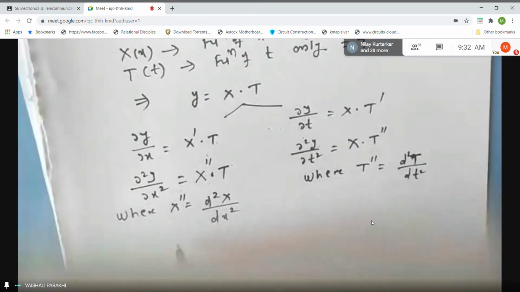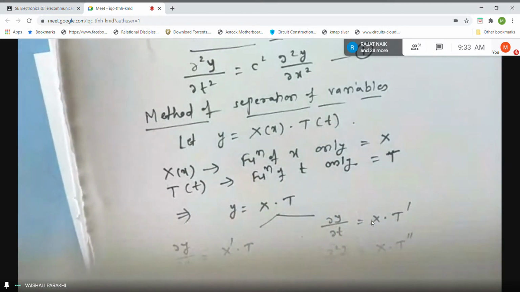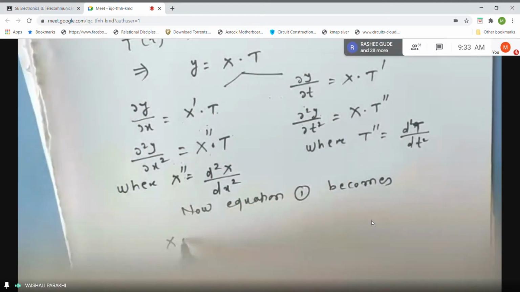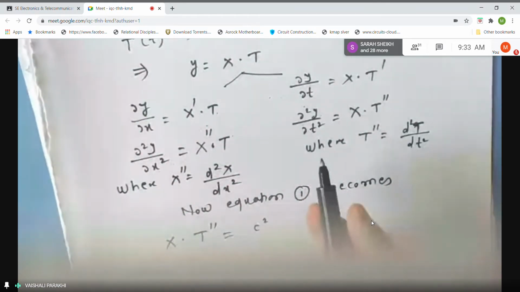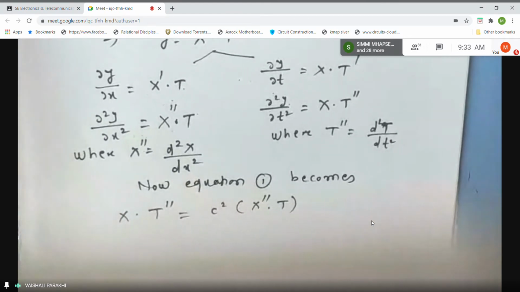So these two substitutions we are going to do in equation number 1. Equation 1 becomes, what is dou square y by dou t square you got, students, on the left hand side? It is X into T double dash, equal to c square into, what is dou square y by dou x square? It is X double dash into T. Any doubt till this step, students? I just replaced dou square y by dou t square and dou square y by dou x square by X double dash dot T and X dot T double dash.